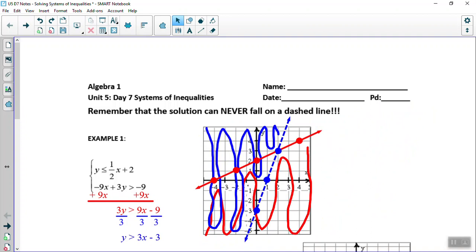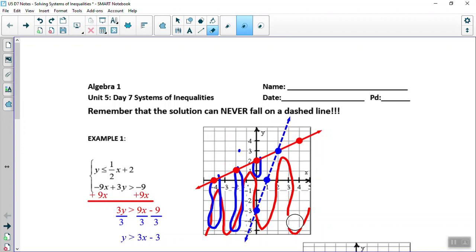So when we go to solve the system, what we really want is just the area where that shading intersects. So I can erase all of this shading up here, and I can erase all of this shading down here. And I only want the one section where they intersect. So just this section right here. So all my solutions to the inequality are going to fall in here.